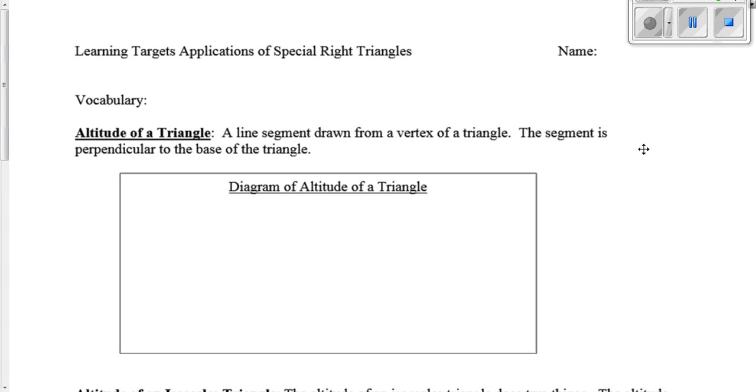All right, we are working on applications of special right triangles. We're going to be using the 45-45-90 and 30-60-90 triangles that we learned the other day. But before we get into that, let's do some vocabulary. Some of this you may have heard of, some may be brand new.